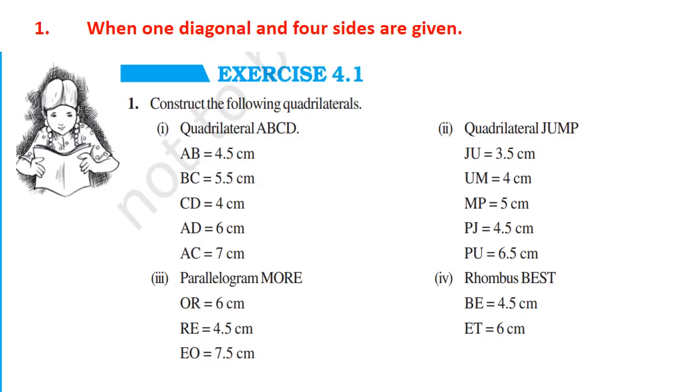Hello everyone. In the previous class we have done exercise 4.1. In this exercise we have learned to construct a quadrilateral when one diagonal and four sides are given. So in all the sub questions of question number 1, there are 4 sub questions, and in all these sub questions one diagonal is given and 4 sides are given.